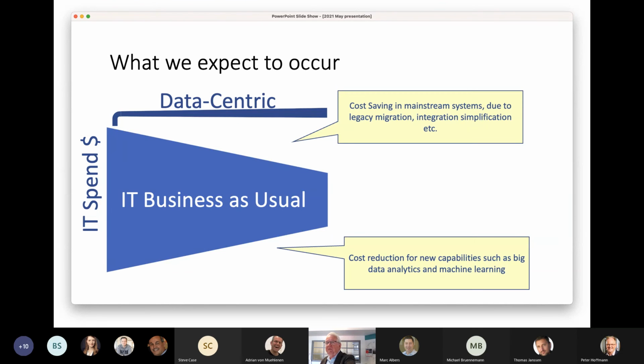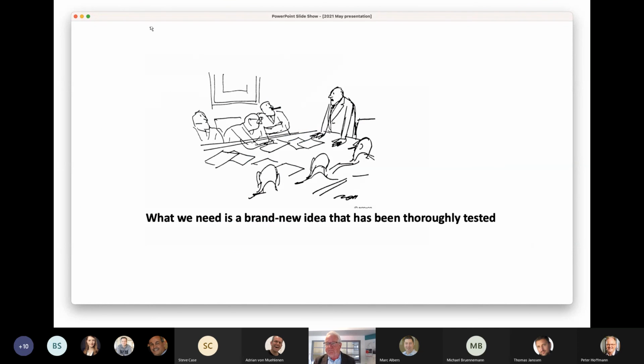But the hope is that what you learn in the data-centric journey begins to pay off in the IT business as usual, and it's going to show up in two places. One is pure cost savings. You're going to start dropping the cost of integration. That's the first thing that's going to drop, and then replacement of legacy systems, maintenance, and licensing. It's just going to go down over time, and then you get cost reduction for new things like big data and machine learning. So that's the rough idea.